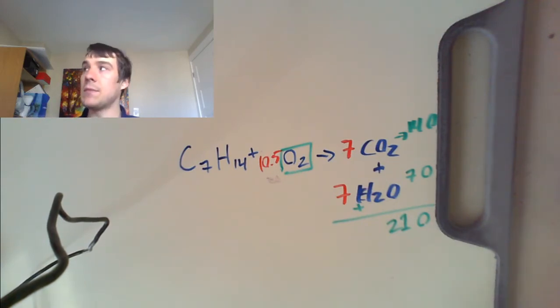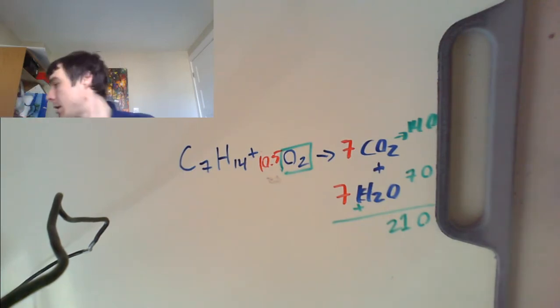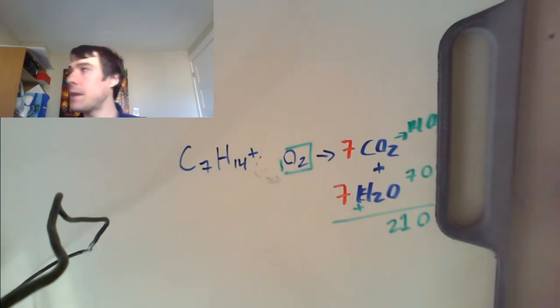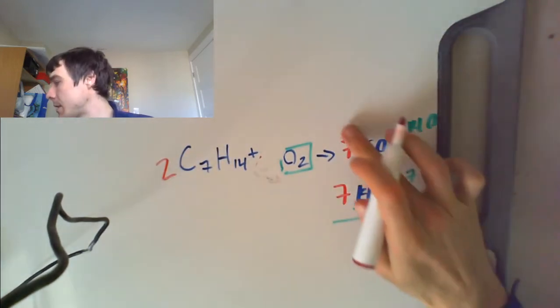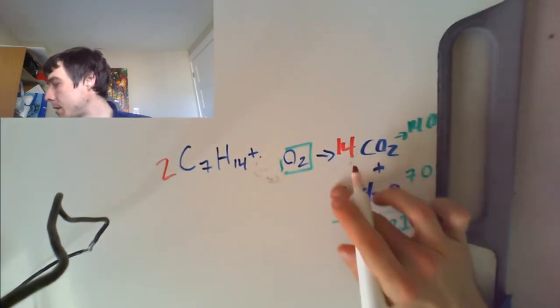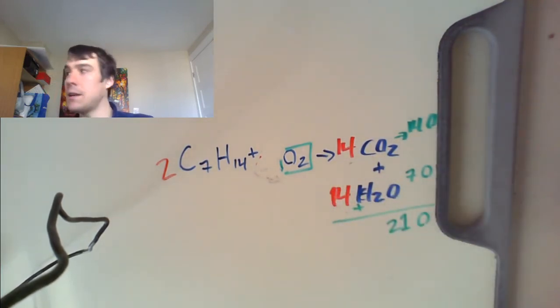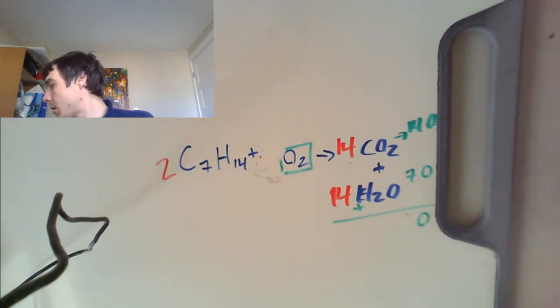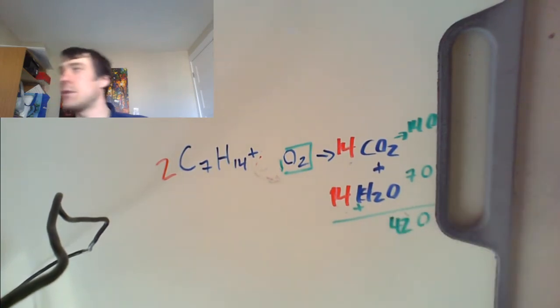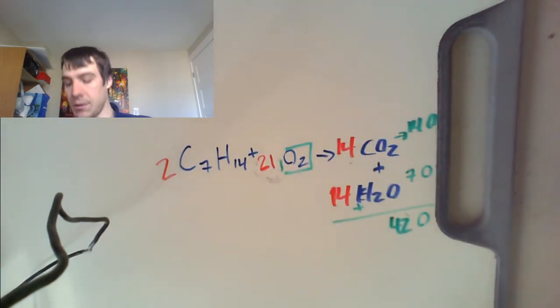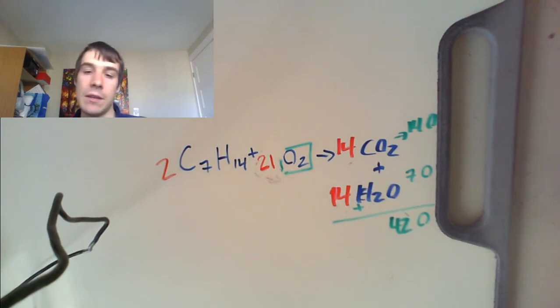The other way is to multiply everything by 2. So if we come up to an odd number of oxygens, multiply everything by 2. Make 2 of these, make 14 of these, make 14 of these, and now instead of 21 oxygens, we need 42 oxygens because we multiplied everything by 2. And now we can safely say that we take 21 O2, so now it's balanced. So 2 ways to do it.